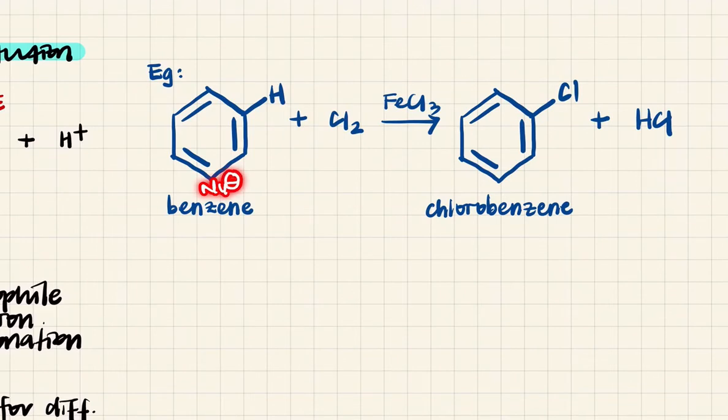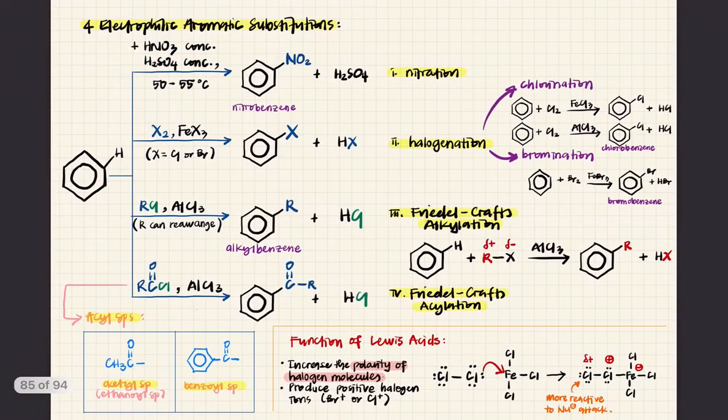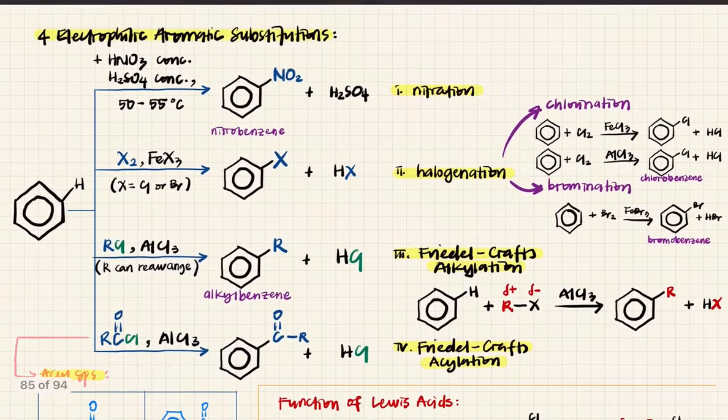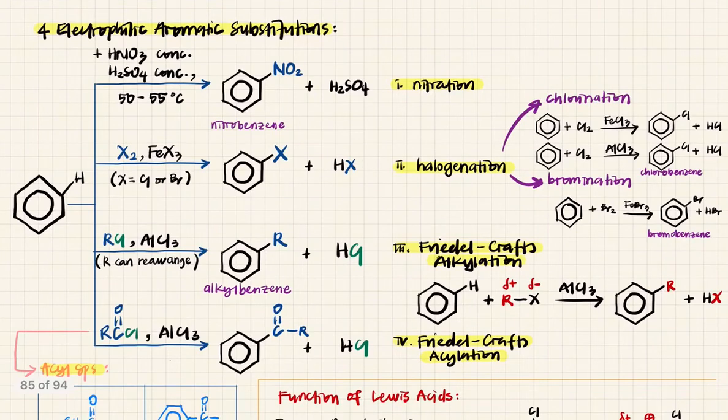Okay, electron rich. Lepas tu chlorine ni akan jadi awak punya electrophile lah. Okay. Nanti awak ganti awak punya H dengan electrophile. Okay. So now in this page it is the 4 electrophilic aromatic substitutions that benzene can undergo. You have nitration, halogenation, Friedel-Crafts alkylation, and Friedel-Crafts acylation.